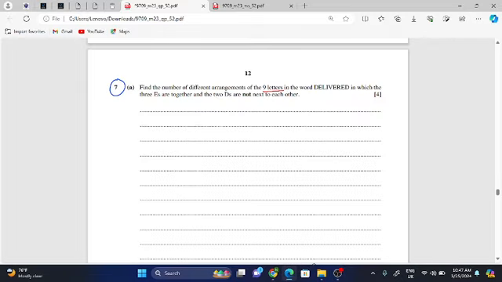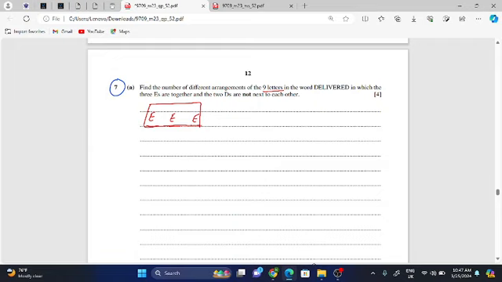Find the number of different arrangements of the 9 letters in the word DELIVERED in which 3 E's are together and 2 D's are not next to each other. It is a 9-letter word you have to construct, and the restriction is that all 3 E's are together. So 1, 2, 3: there would be E, E, E. Make a box around it because they should be treated as a single unit.